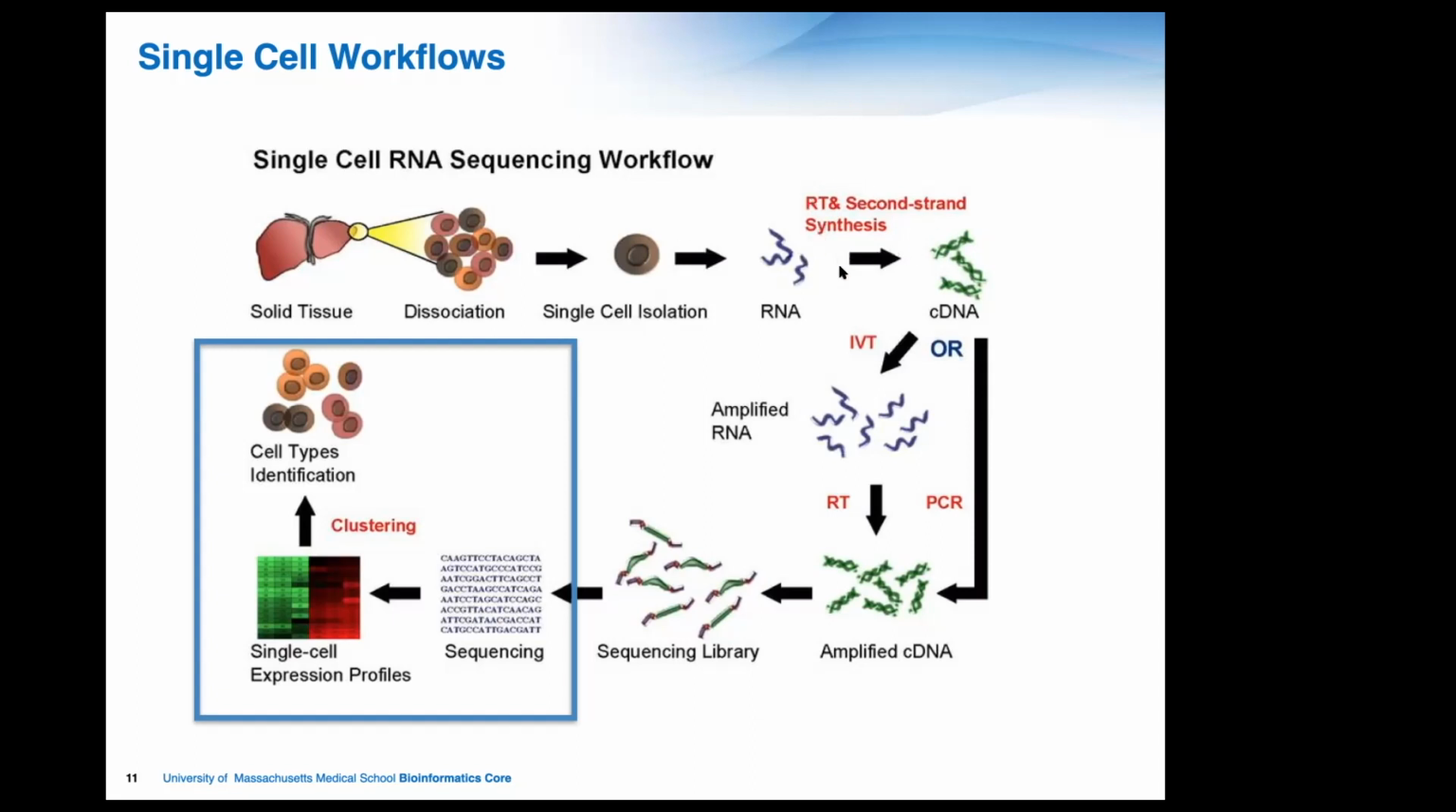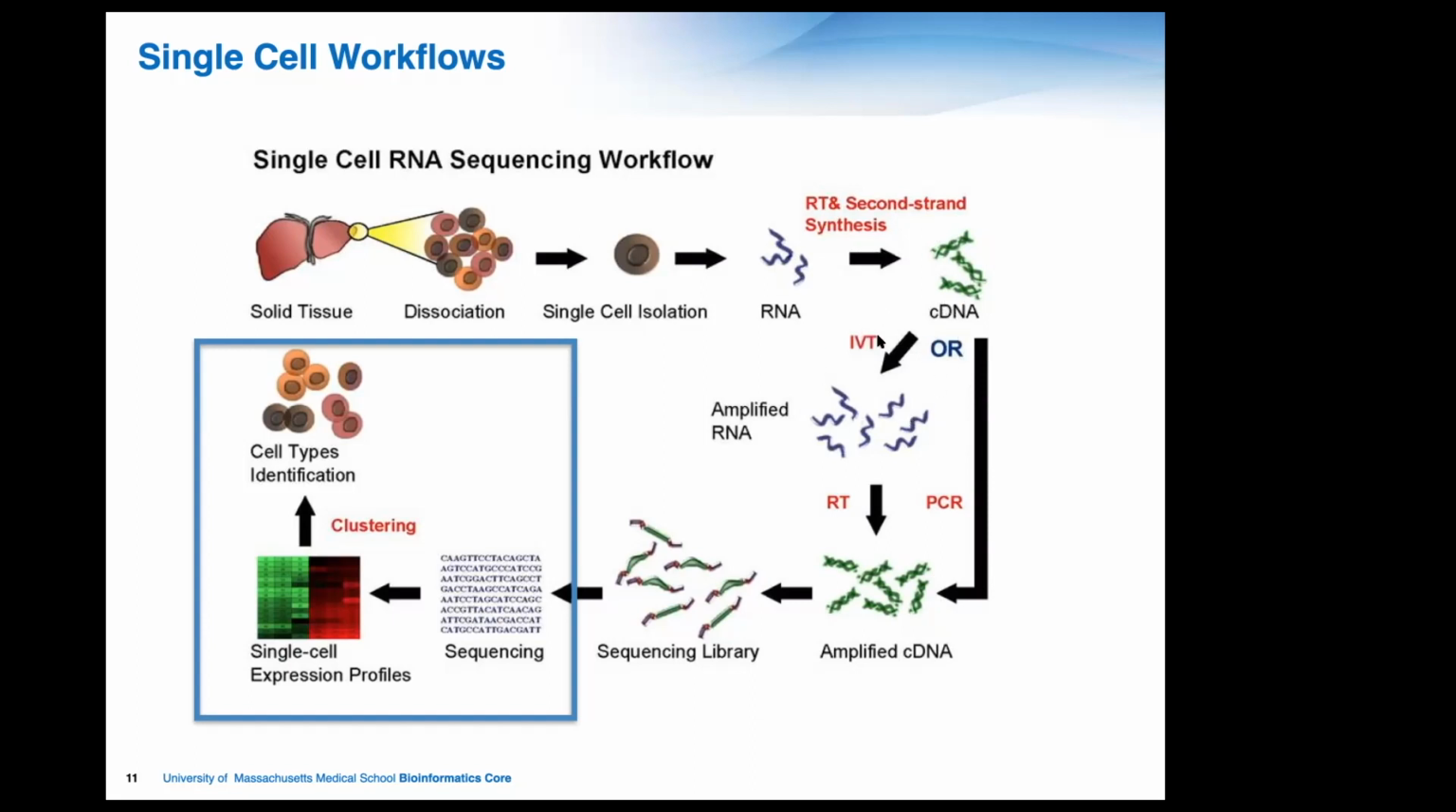And you're going to do the RT, which is taking the cell's RNA and reverse transcribing it into cDNA. From here, the end goal is that you want to amplify your library to have enough material to sequence. There are different ways to do this.